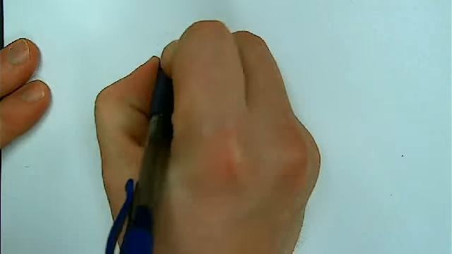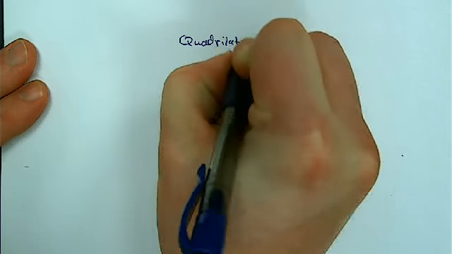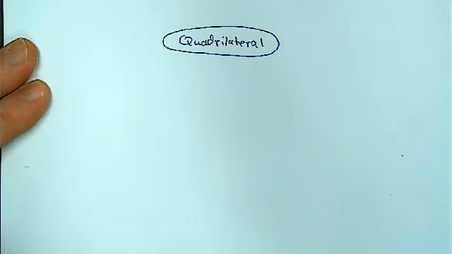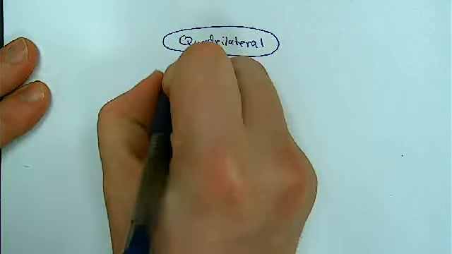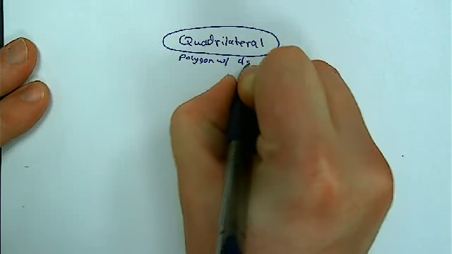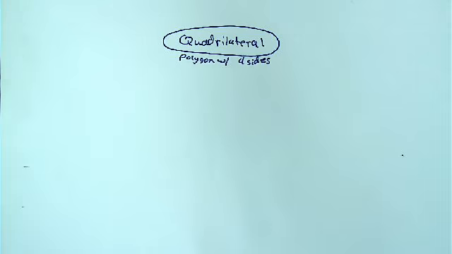All right, at the very top, we've already defined this. We're going to talk about quadrilaterals. Now, by definition, a quadrilateral is any polygon with 4 sides. Now, we've already talked about the definition of polygon. A polygon is a closed figure in a plane made up of segments.